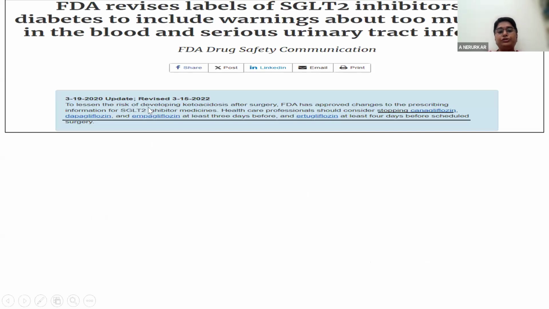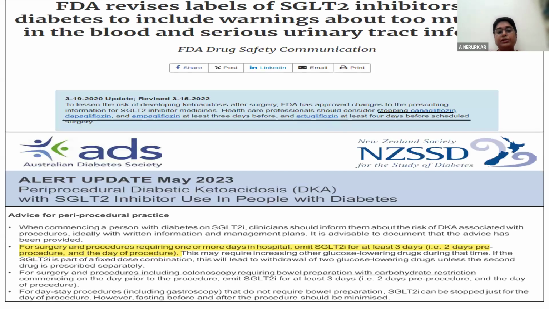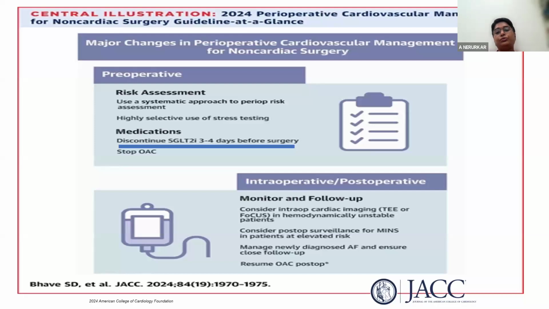So the FDA had already issued a warning in 2022 that canagliflozin, dapagliflozin, and empagliflozin should be stopped at least 3 days prior to the surgery, and ertugliflozin needs to be stopped at least 4 days prior to surgery. Similarly, the Australian Diabetes Society and the New Zealand Society for Diabetes, they also have recommended that one needs to omit the SGLT2 inhibitors for at least 3 days, that is 2 days prior to the surgery and day of procedure for people with diabetes who are on SGLT2 inhibitors. Similarly, the American College of Cardiology has also asked to discontinue this 3 to 4 days before surgery.